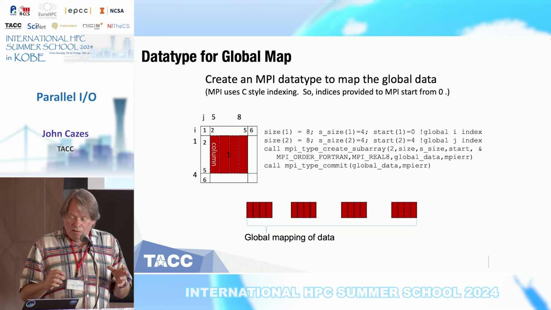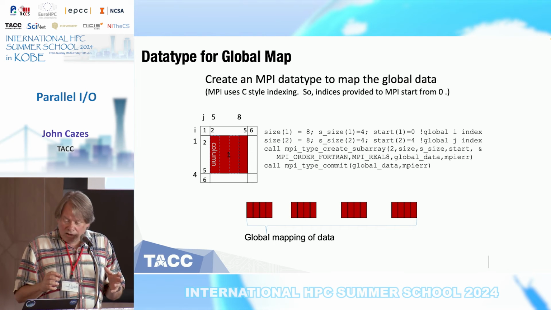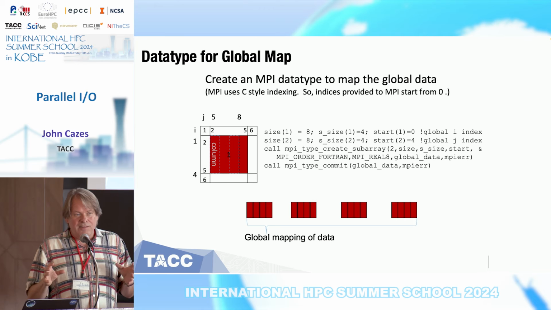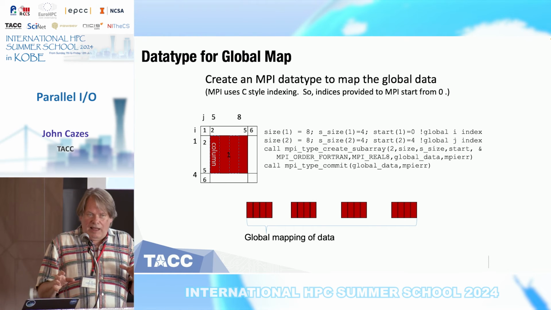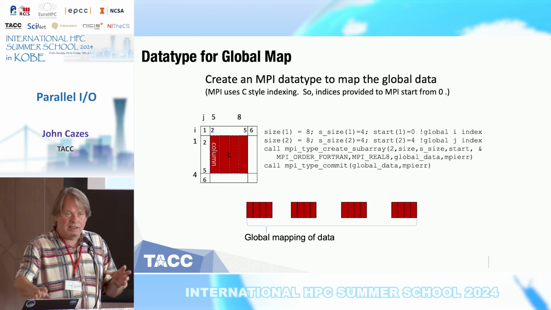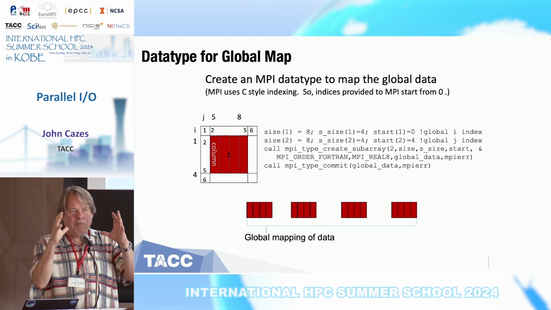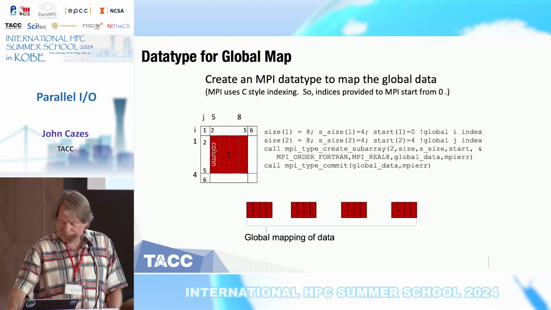And so this is where I create another data type, and I'm going to call this one, what did I call it? Global data. And so now this is the mapping to the file. And so I've got sizes and offsets of the global file space, right? So this is an 8x8 array. This is the global array I'm writing to the file.